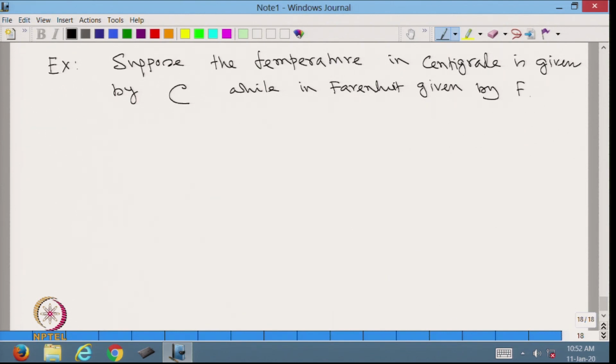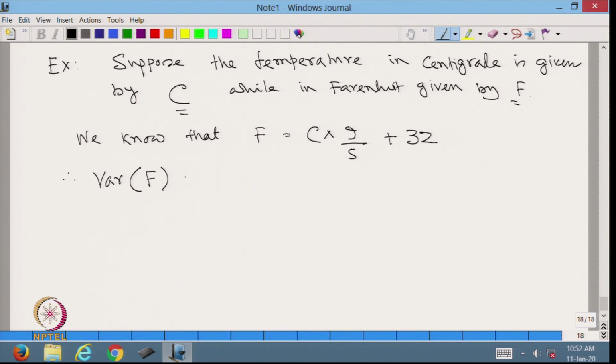So, if we consider these two to be random variables, then we know that F is equal to C into 9 by 5 plus 32. Therefore, variance of F is equal to 9 square upon 5 square into variance when it is measured in terms of centigrade.